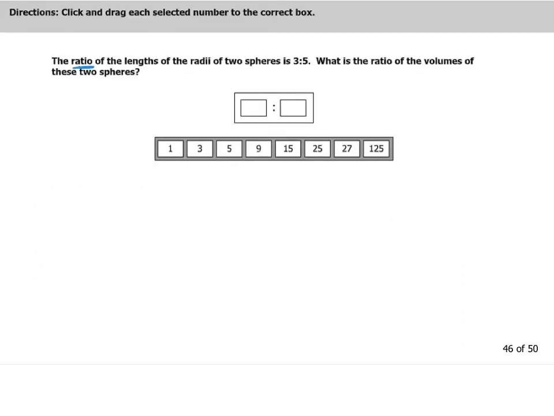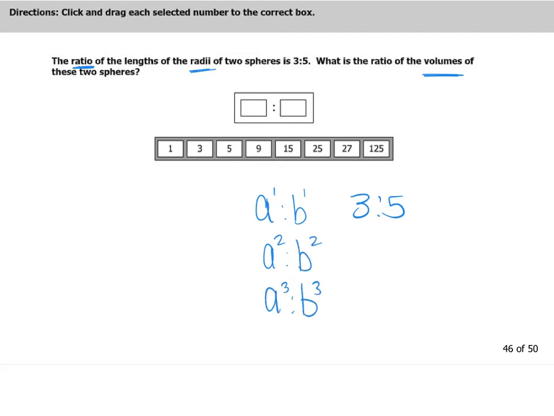So here it says a ratio of the radii of two spheres is 3 to 5. What is the ratio of the volume? So this is one of the problems where we have A1, B1, A2, B2, and A3, B3. So this would represent surface area and this would represent volume. So here we would have 3 squared, 5 squared. And here we'd have 3 cubed, 5 cubed.